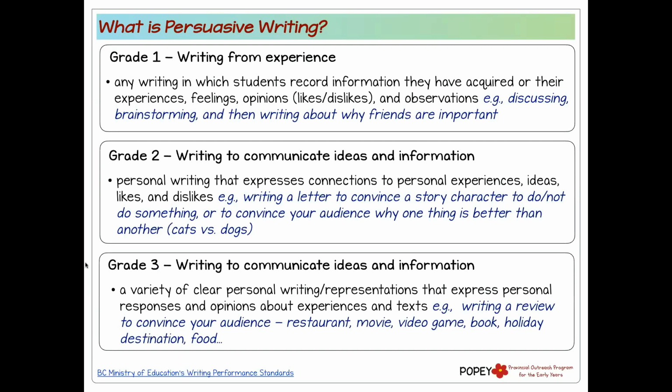And then in grade 3, it's still writing to communicate ideas and information, but again, it's a little more sophisticated. It's a variety of clear personal writing and representations that express responses and opinions about experiences. And now it's also adding on texts. So they could be responding to a book that they've read or a story that they've heard, as well as personal experiences that they've had, such as things we've noted in blue: giving a review, which we'll do in a little bit, of a restaurant, a movie, a video game, a book, a holiday destination, food, you choose.